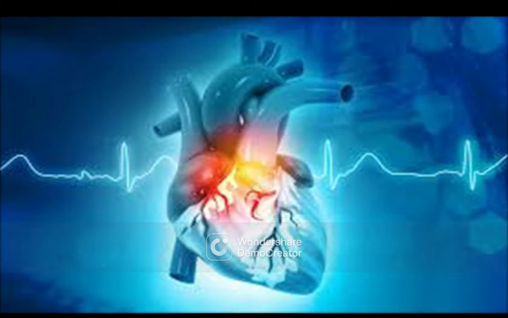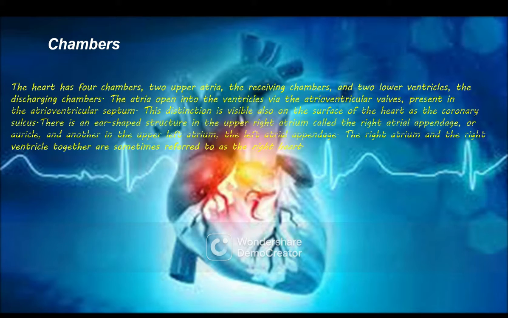Then I am going to talk about the chambers of the heart. The heart has four chambers: two upper atria, the receiving chambers, and two lower ventricles, the discharging chambers. The atria open into the ventricles via the atrioventricular valves present in the atrioventricular septum. This distinction is visible also on the surface of the heart as the coronary sulcus.